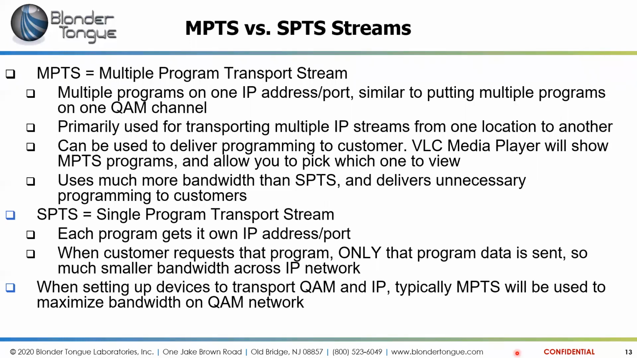to maximize bandwidth on the QAM side, i.e. putting multiple programs on each QAM carrier, so you maximize the use of the QAM carriers. That will duplicate over to the IP side. So if you have two channels output with 4 programs each, you're going to also have 2 IP streams with 4 programs each. Some of the newer equipment, like the next gen gateway, does not do that.